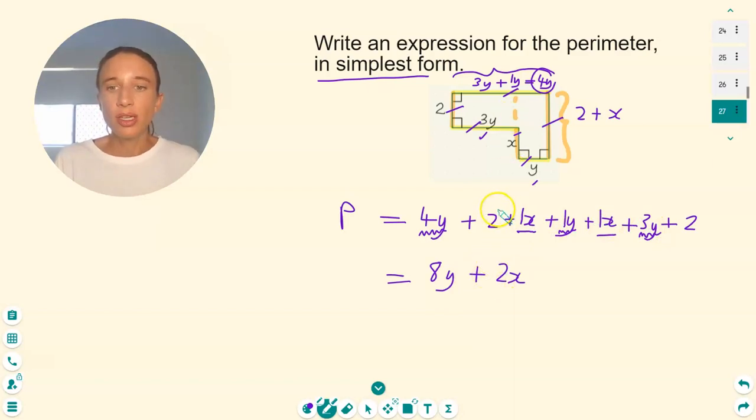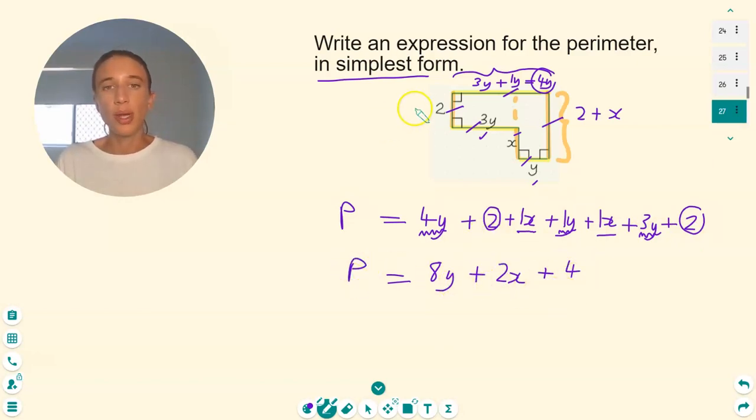And then I've got my normal numbers, which maybe I'll circle. So I got 2 and I got 2. 2 plus 2 is 4. And we can't simplify that any further, right? These are not like terms. So we have written an expression for the perimeter. Remember, expressions will have variables in them. They're not going to be a single number.